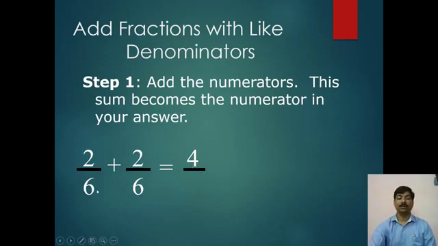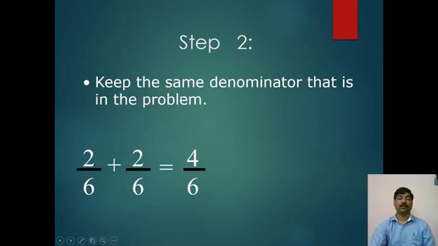But what about the denominator? Keep the same denominator that is in the question. So the result will be 4 upon 6. Now what do we have to do next? If this result is in the simplest form, then leave it. If it is not in the lowest form, then you have to follow step third.